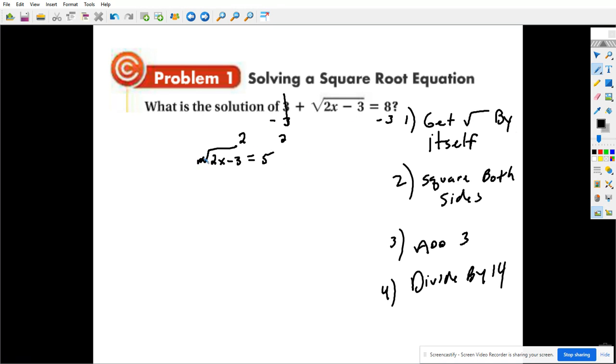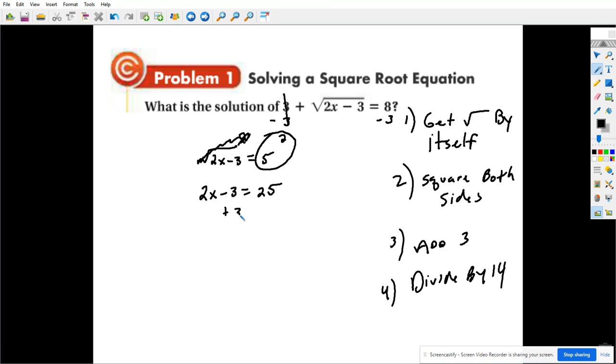Well, on the left, all that happens is the square and the square root disappear. So I'm left with 2x minus 3. On the right, I actually have to do this math right here. What is 5 squared? Well, it's equal to 25. Now I have a simple linear algebraic problem like we did at the very beginning of this book, and I solve for x.